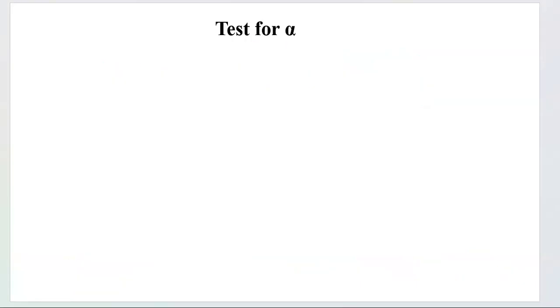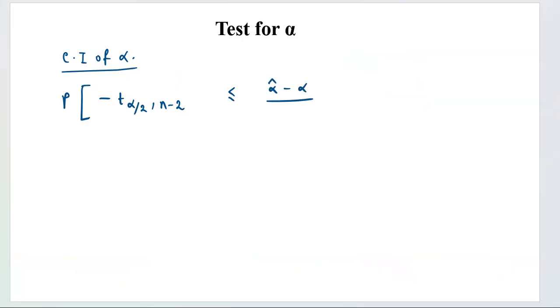Now the next step is to formulate the confidence interval. Confidence interval of alpha. How to do that? We write it like this: probability of minus t alpha by 2, n minus 2 less than or equal to alpha cap minus alpha upon the standard error of alpha cap, less than or equal to t alpha by 2, n minus 2. What will this probability be? This probability will be 1 minus alpha, right?